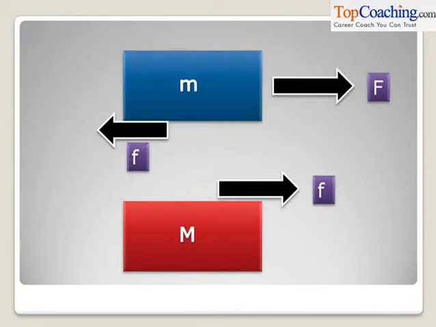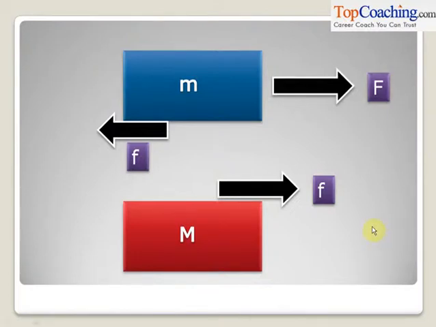So, to make sure that there is no relative motion between mass small m and mass capital M, the mass capital M should also move to the right, isn't it? That is when there will be no relative motion. So, to prevent relative motion, friction force acts towards the right on this mass capital M.